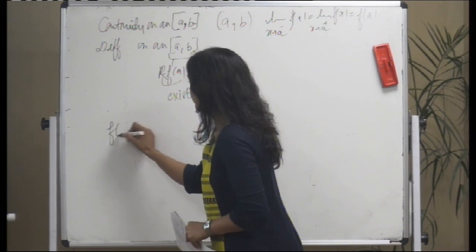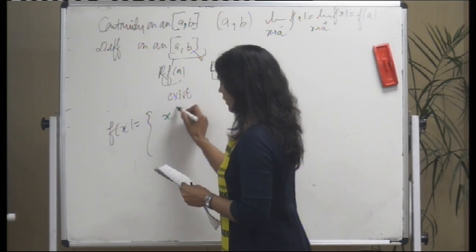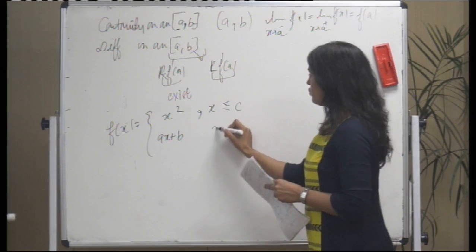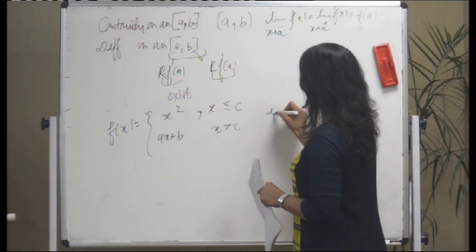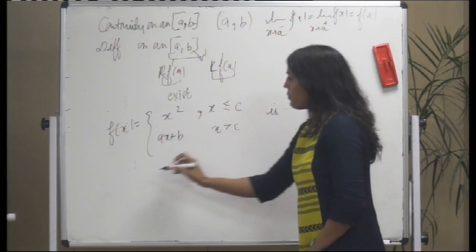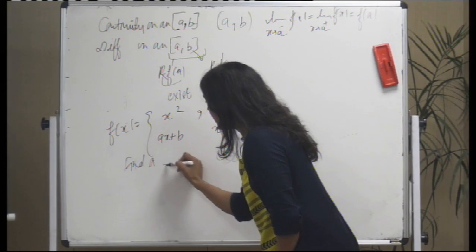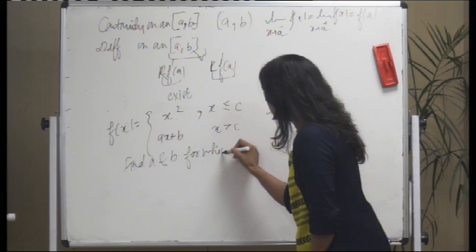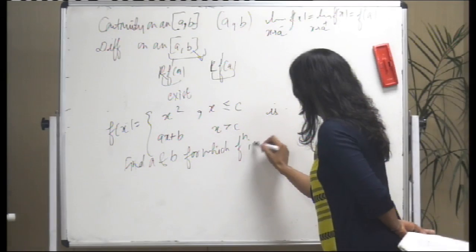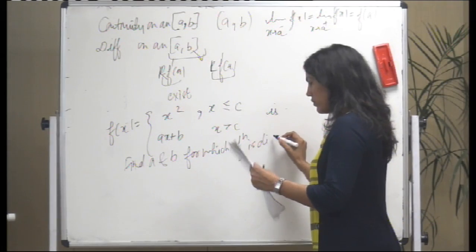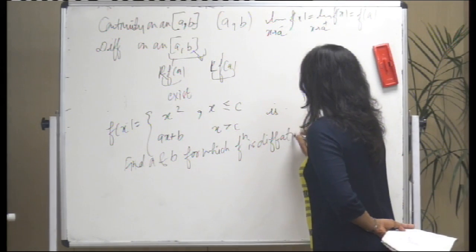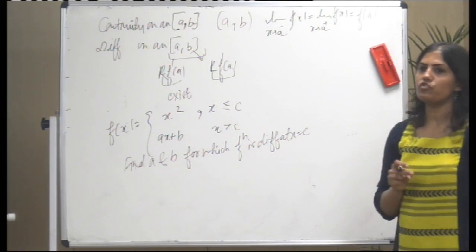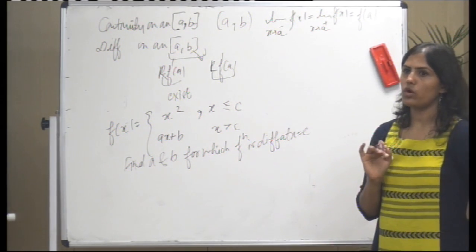Write down f(x) is x square for x less than or equal to c, and ax plus b otherwise. Now I will apply the direct method. Find the a and b values for which the function is differentiable at x equal to c. Your function is given to be differentiable at c. You have to find the values of a and b.